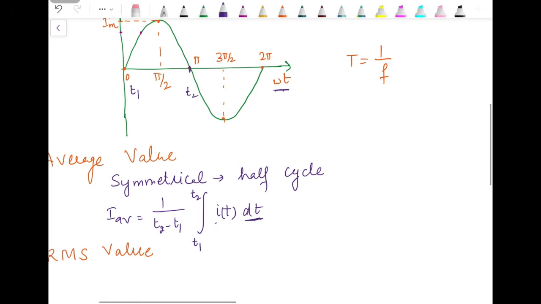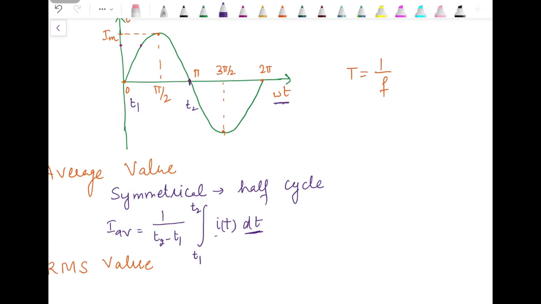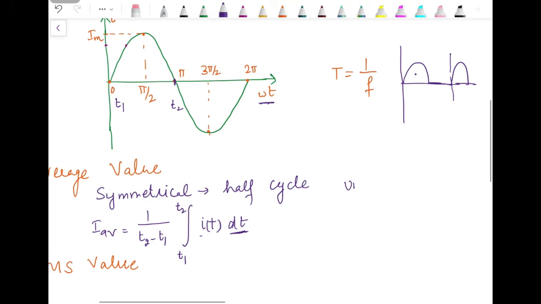Also, if we have any unsymmetrical waveform, for example the output of a half wave rectifier, which is like this, then it's unsymmetrical: the positive half is different, the negative half is different. For unsymmetrical waveforms, the average value is calculated over the complete cycle. In the next video, I will find out the average value of different waveforms.